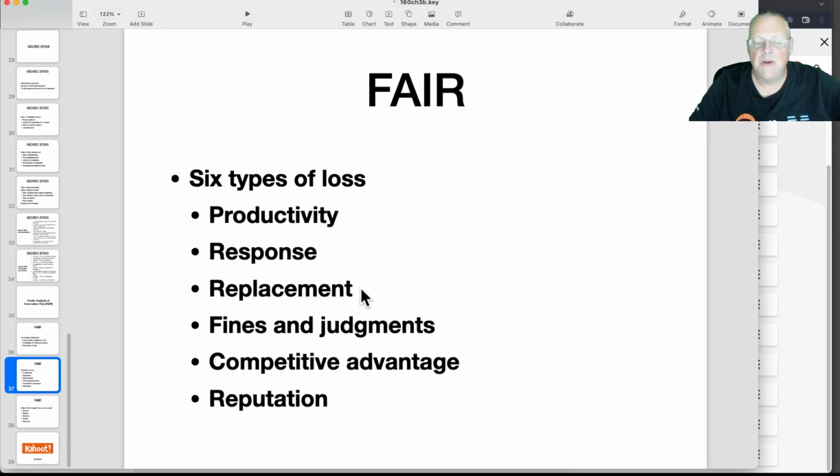Then replacing equipment, fines and judgments, as you are sued and have to pay fines for failing to live up to your regulatory rules. Your loss of competitive advantage, if your competitors are seen as more secure or they get the next product out faster because you're behind, and the related thing, reputation, which is very hard to quantify. I've seen measurements down through the years of how much it's going to cost you to have a security breach that vary from like 20 cents per record to $200 per record, which is a really big range. It is not simple to say how much it would cost you if you get hacked. It's complicated.